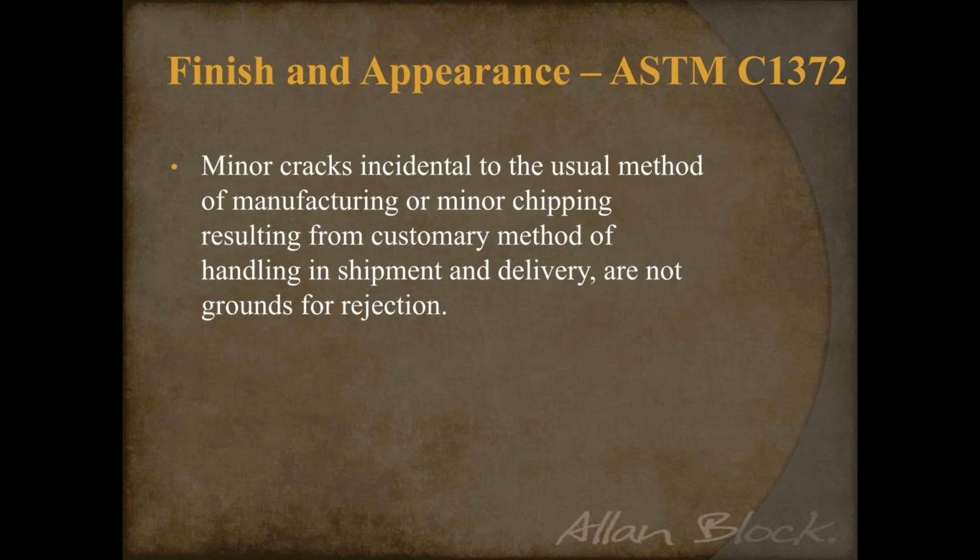Minor cracks incidental to the usual method of manufacturing, or minor chipping resulting from customary methods of handling, shipping, and delivering, are not grounds for rejection. And that's important to understand. If everybody's doing what they're supposed to do, you can't just reject a block because there's a little chip in the corner, okay? That's why the ASTM put this finish and appearance part in the specification.